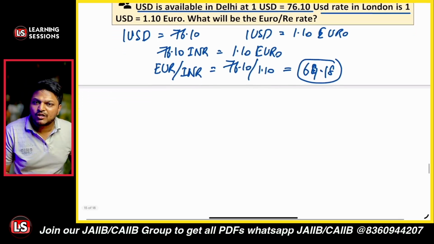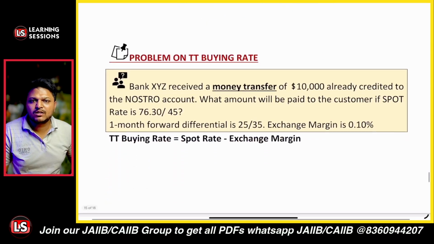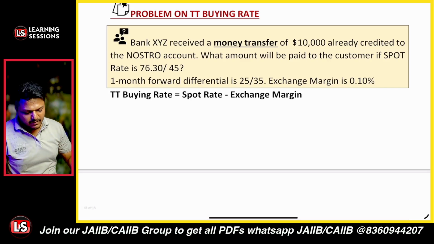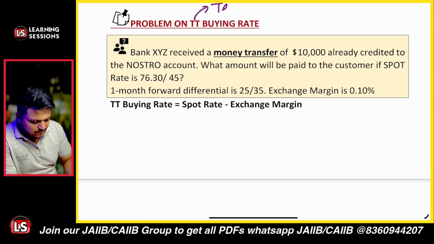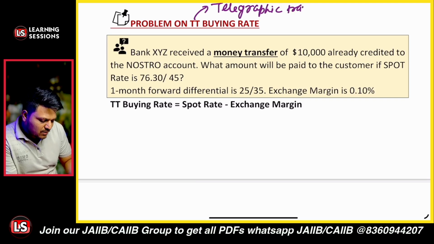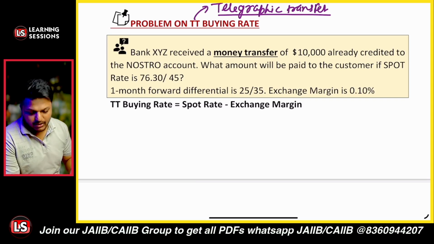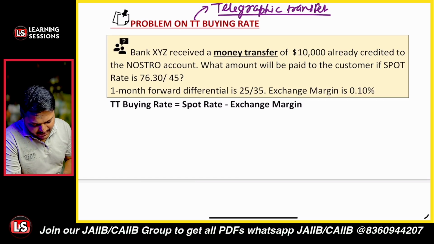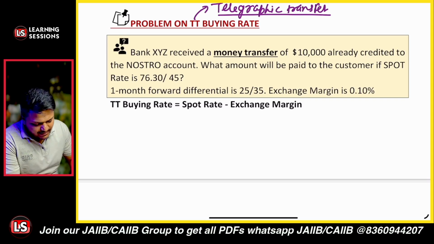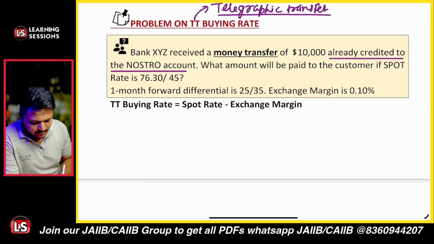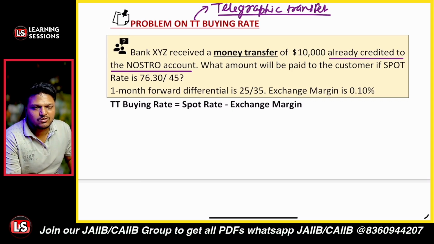Right? Okay. Now after that, let's move to the other question which is related to the TT buying rate. TT means what? I told you. TT is telegraphic transfer, meaning the transaction will be settling in both the centers on the same day. Then the TT rate will be applicable. So it is said that the bank XYZ received a money transfer of 10,000 USDs already credited to the Nostro account, right? So the amount is already credited, meaning the transaction has already taken place and is already settled.